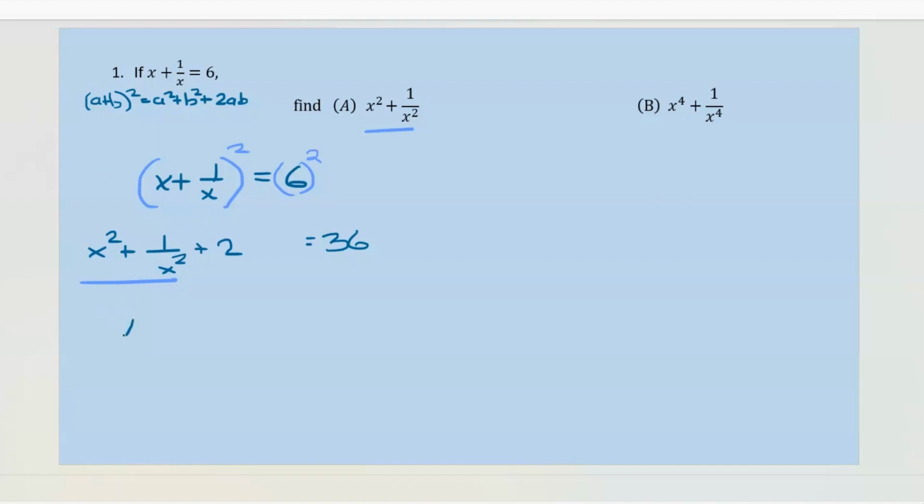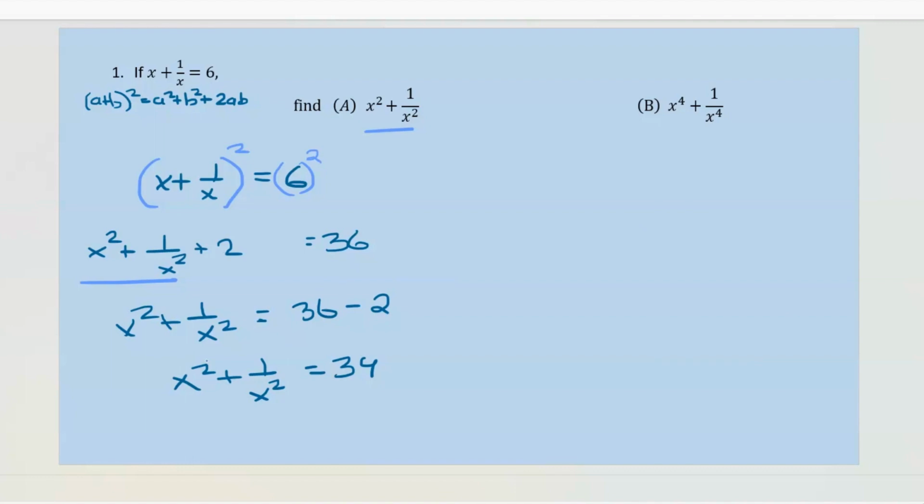Okay, and then x squared plus 1 over x squared equals, we can subtract 2 from both sides to get this. 36 minus 2 is 34. And that's our answer. So it is pretty simple. At the beginning, it might be a bit difficult to understand, but the more you practice, the easier it gets. Okay, let's move on to the next question.